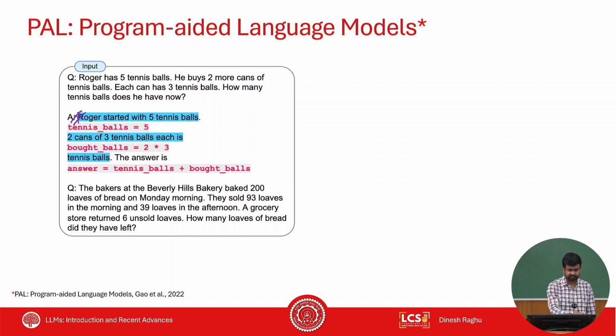So what they're saying is Roger started with 5 tennis balls, so they created a Python line that says tennis balls equals 5, and 2 cans of 3 tennis balls each is what he bought. So what he bought is 2 into 3, and how many tennis balls does he have, which would be 5 plus 2 into 3, right? So everything that is explained, rather than expressing it using a calculator, you're now expressing it using Python.